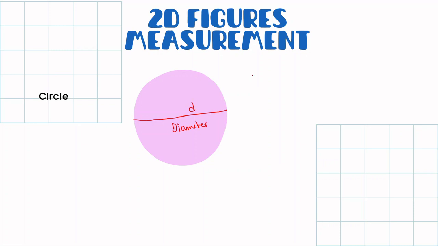So what will be the perimeter of the circle? For circle you have to know a term called pi. Pi is a number and its value is almost equal to 3.14. Okay, so perimeter will be pi into D.